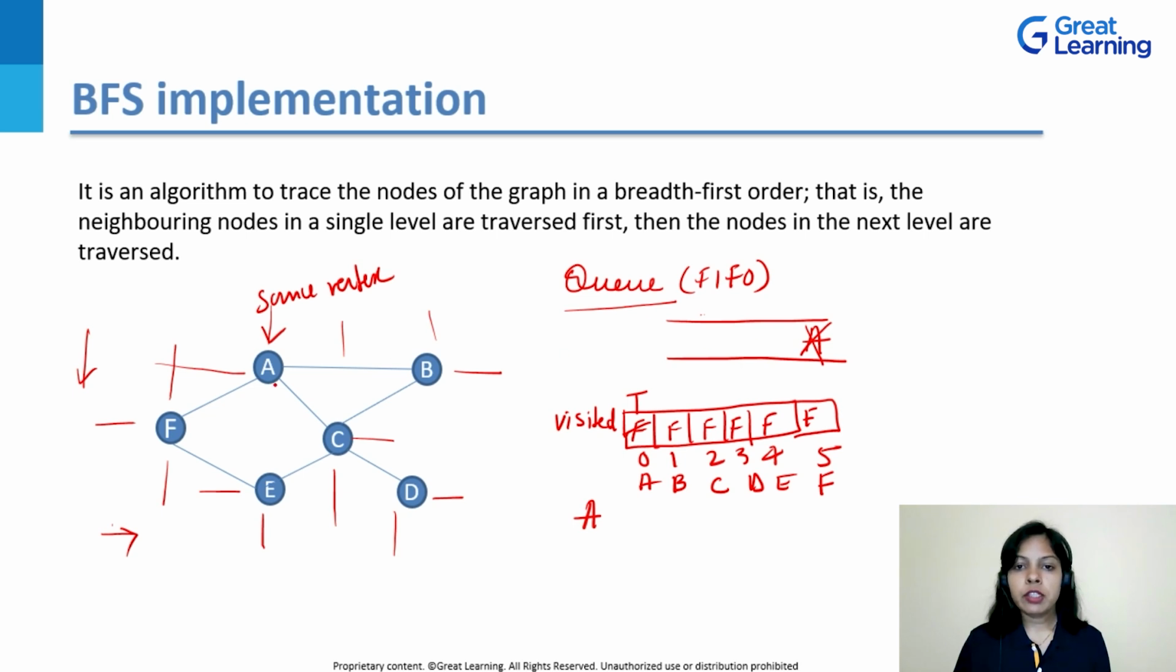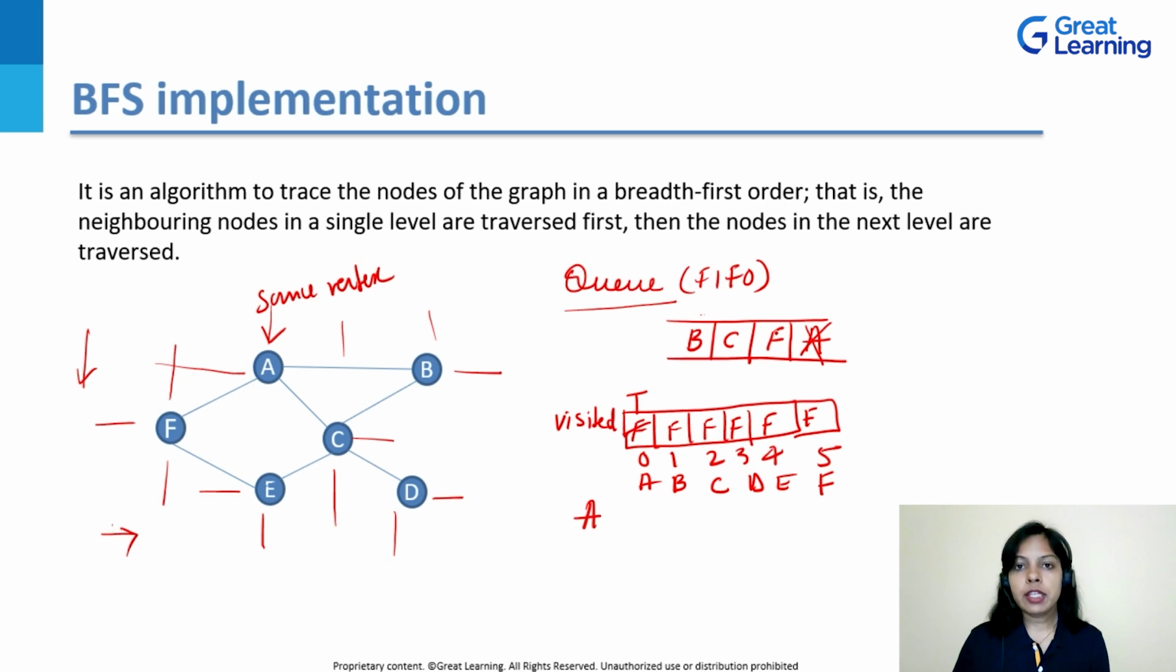Once you remove any given vertex, we have to insert all those vertices which are in the adjacency list of A. That is, which all are connected to A. So connected to A are F, C, and B directly. That's what is in the adjacency list, right? So we will insert here F, C, and then B. FCB is inserted.